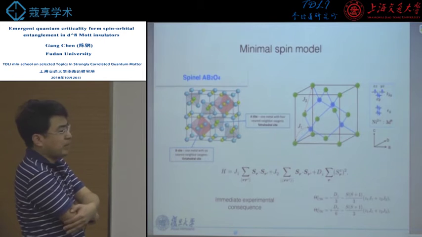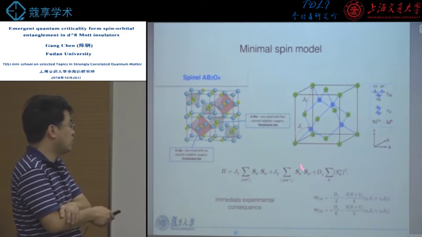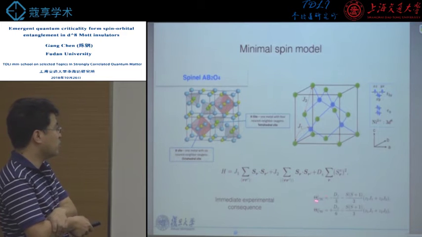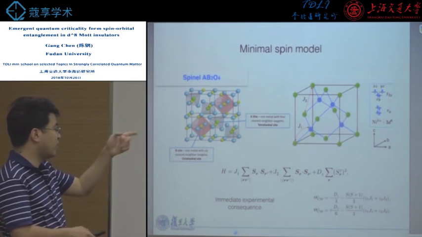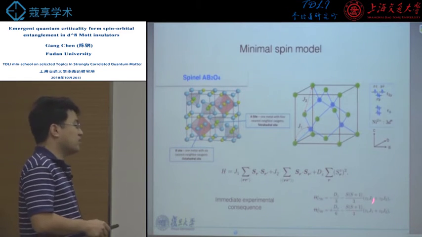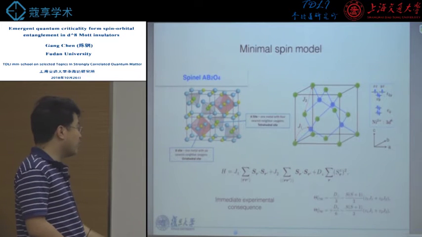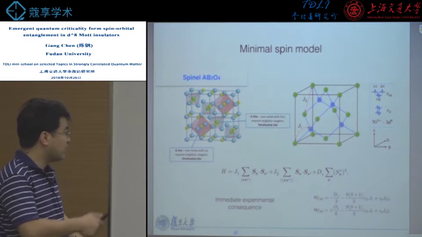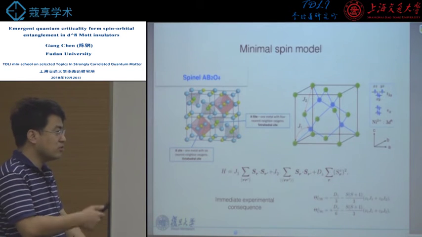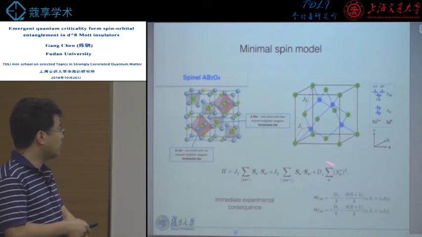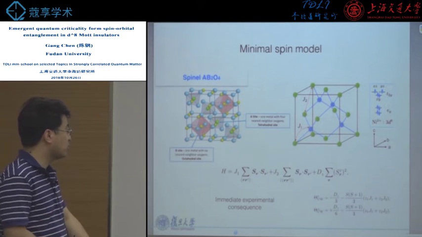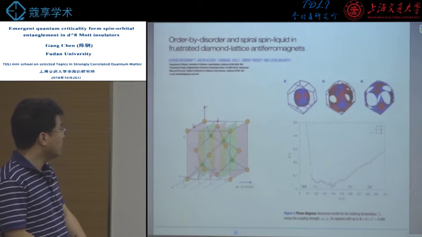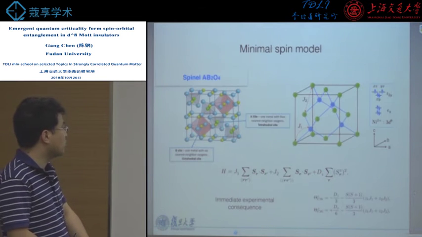One immediate experimental consequence of introducing this term is that if you measure the susceptibility and Curie-Weiss temperature with the applied field along different directions, you obtain different Curie-Weiss temperatures. You can confirm this if you have single crystal samples. Everything we write down has an experimental consequence. Some of them are not obvious, but take time to explore. So let's see what we can do with this Hamiltonian.